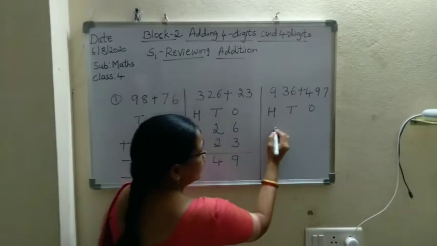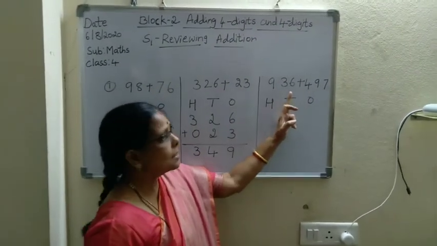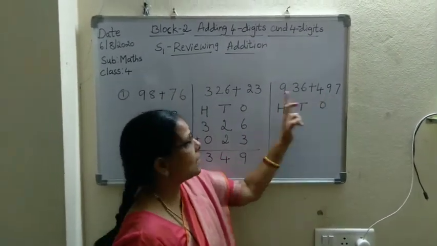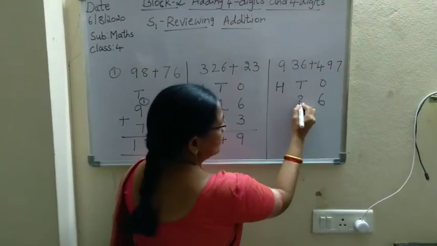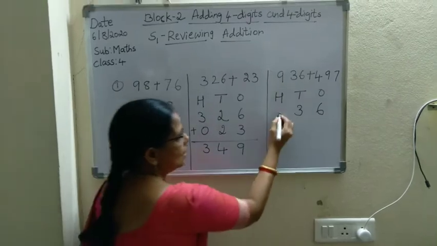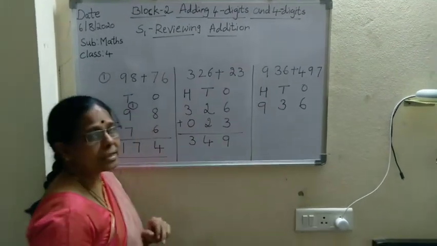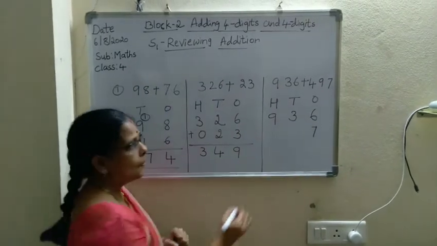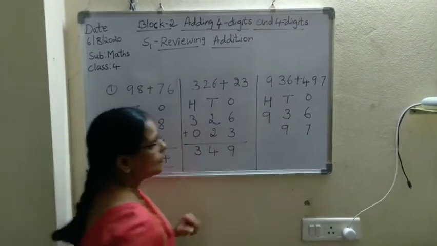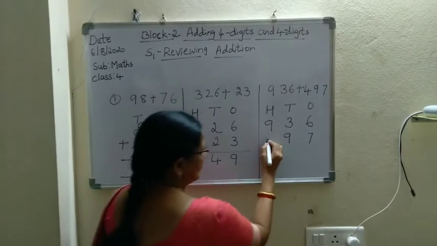Now here, 936, 497. In the first number, 6 is in the ones place, 3 is in the tens place, 9 is in the hundreds place. And in the second number, 7 is in the ones place, 9 is in the tens place, 4 is in the hundreds place.